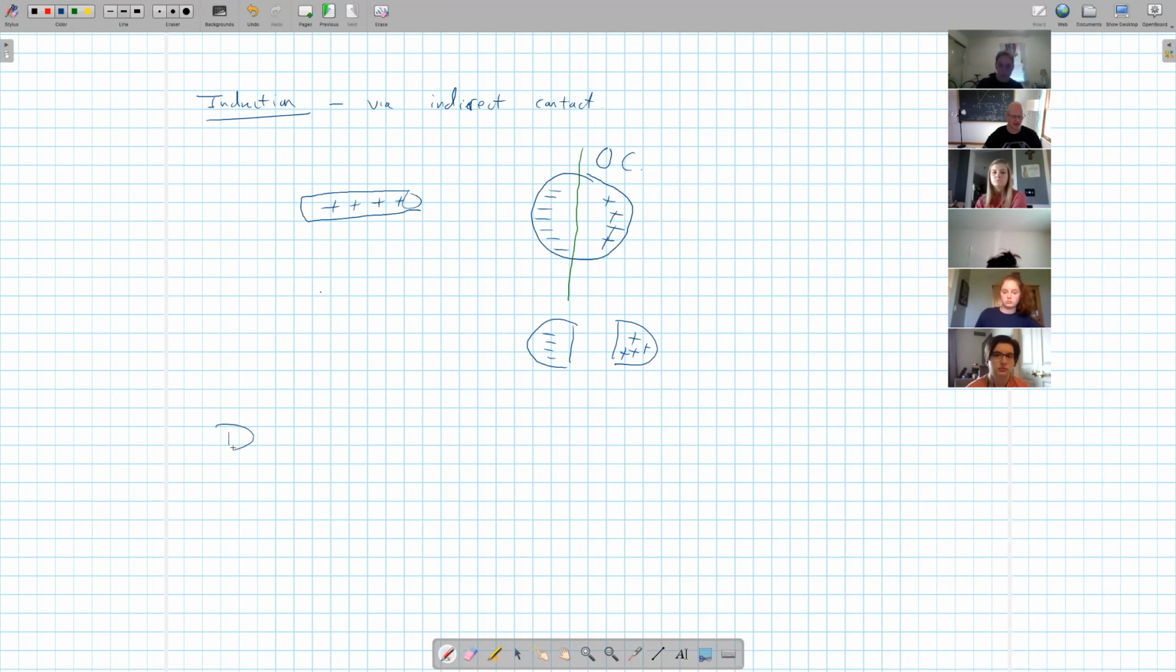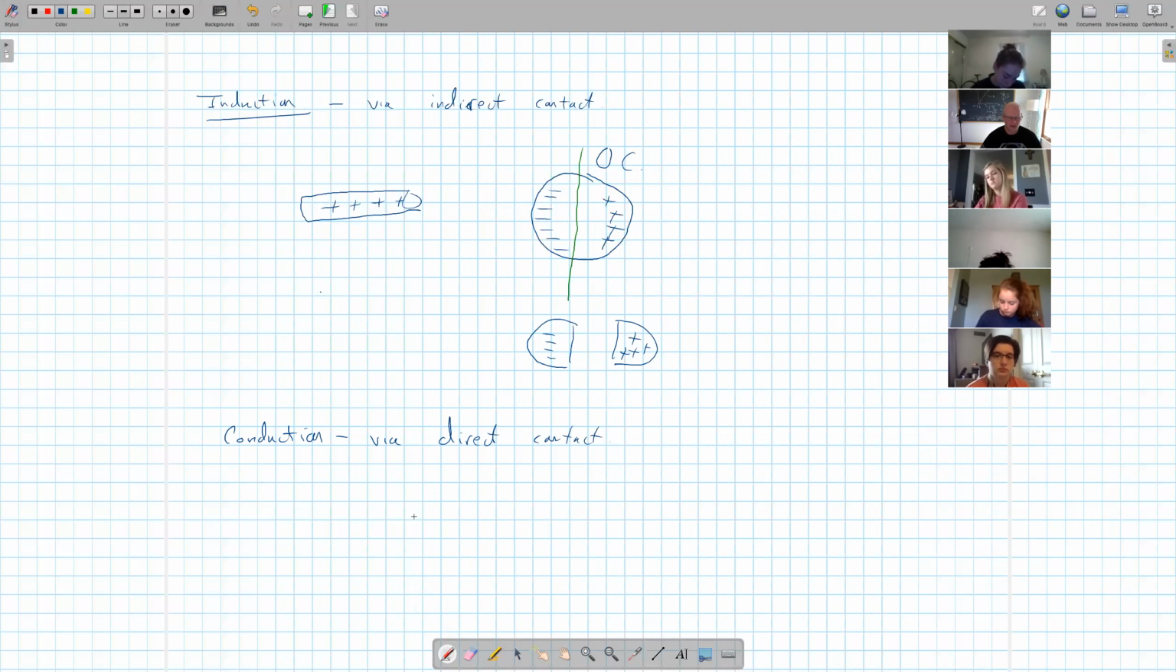The last way we can charge something is what's called conduction, where conduction is charging via direct contact. So that was the second part of that video there.